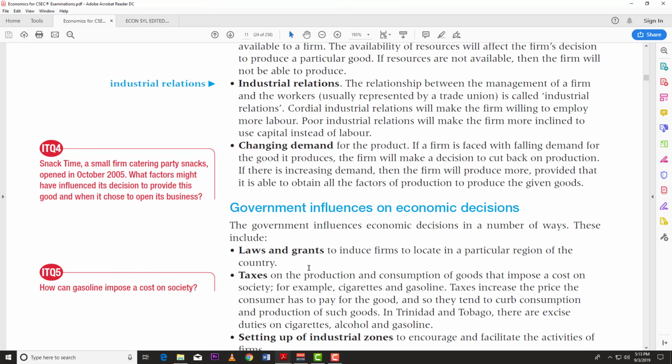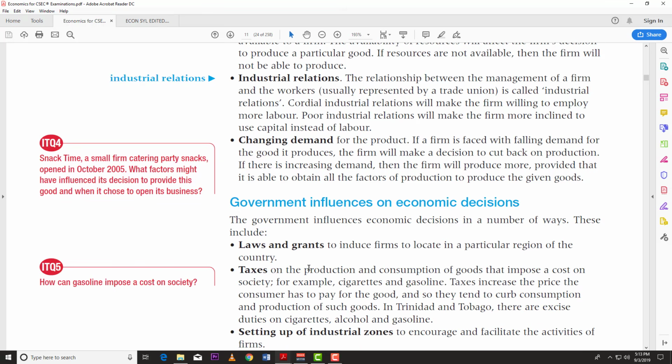Next one, change in demand. How does that affect your economic decisions as a firm? This is very simple again. If people don't want something, are you going to produce it? The answer is no. If the demand is not there for a product, why produce it? If the demand is on the decline for a product, why produce more? You produce less. For example, certain things are fads, certain things are trends, so they come and go.